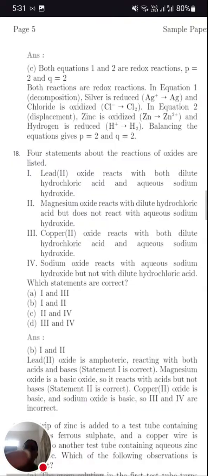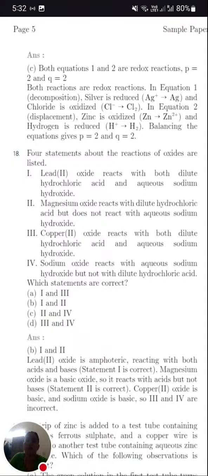Next question: 4 statements about the reaction of oxides are listed. Lead oxide reacts with both dilute hydrochloric acid and aqueous sodium hydroxide. Magnesium oxide reacts with... So here the thing is related to oxides. There are 4 types of oxides: acidic oxide, basic oxide, neutral oxide and amphoteric oxide. When it is reacting with both acid and base, it comes under amphoteric oxide.